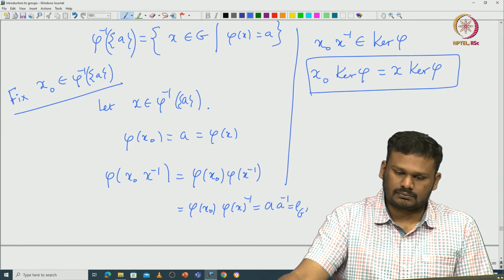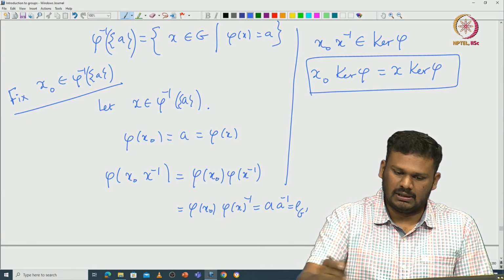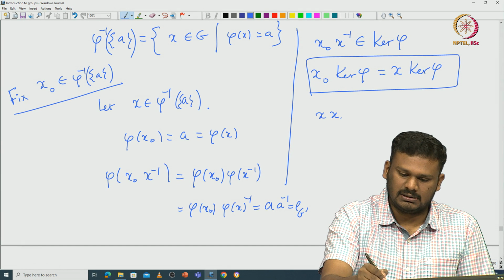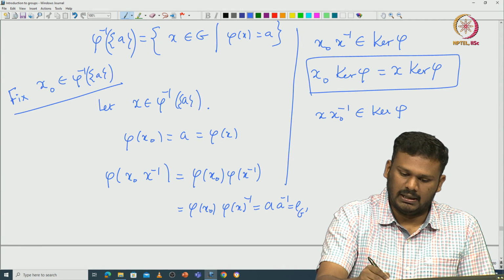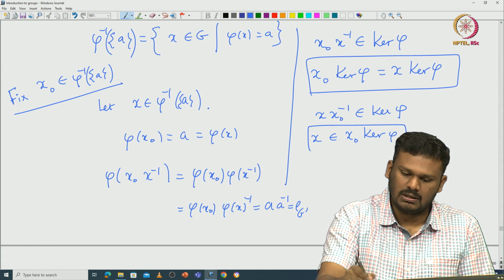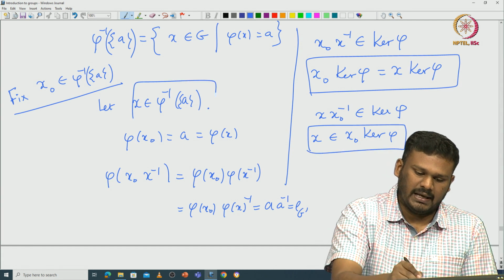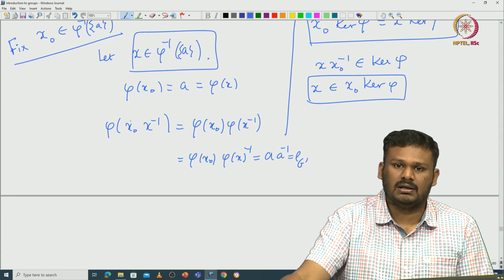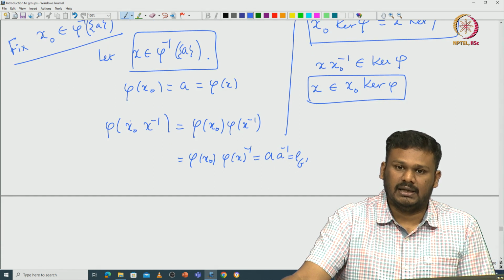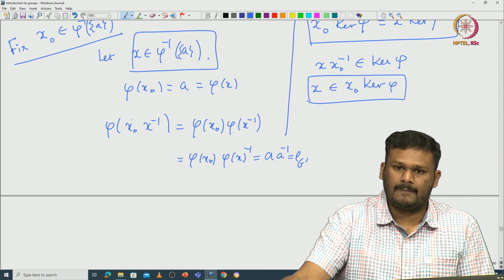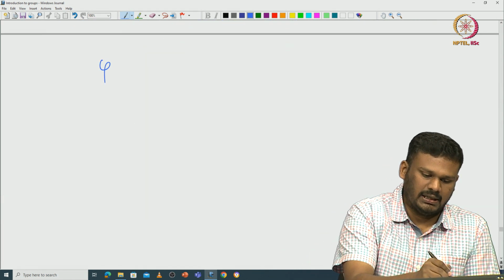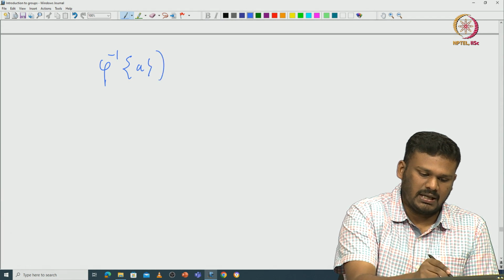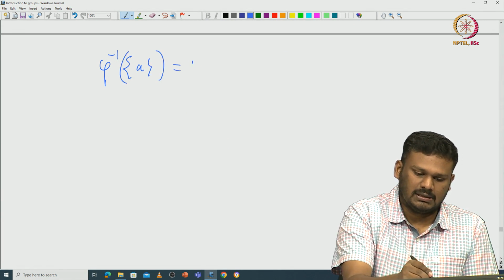In particular, you can rewrite this as x times x naught inverse inside kernel phi, and then x is inside x naught kernel phi. So basically, if you start with x inside phi inverse of A, then x is inside x naught kernel phi. But the earlier calculation says this pre-image of A is exactly equal to x naught kernel phi.